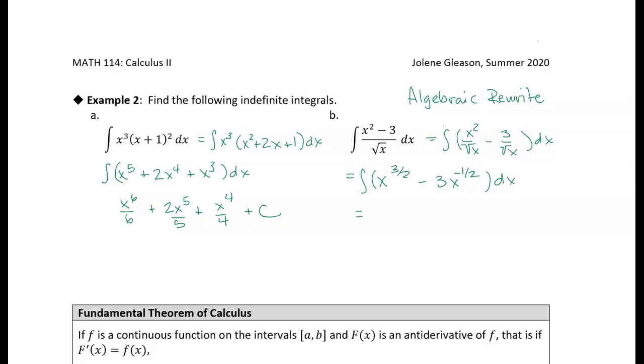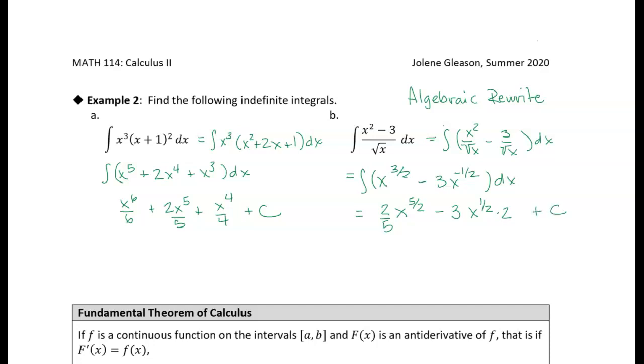Okay, and then what I'll end up with is, I'm going to add 1 to 3 halves, which is 2 halves plus 3 halves, which is 5 halves. And then that's over 5 halves. But rather than having fractions within fractions, I'm just going to write the reciprocal of 5 halves, which is 2/5. Okay, and then I'm just going to have the 3 hanging out here, and I want to add 1 to the power on x, so I get x to the 1/2 over 1/2, the reciprocal of 1/2 is 2, so then I have to multiply this times 2, and then plus c.